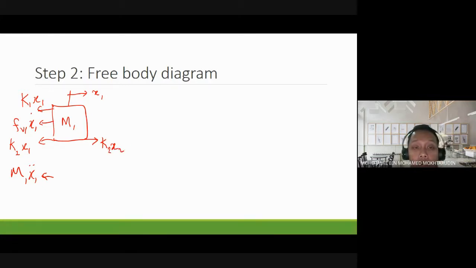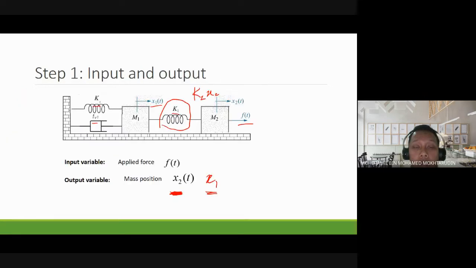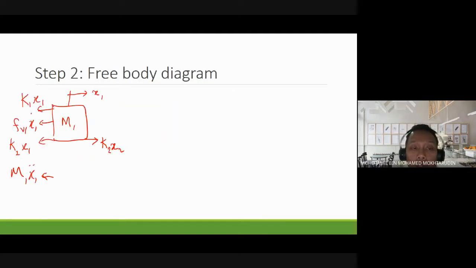So what you need to remember is that firstly, you need to find all the elements connected to a particular box. In this case, on M1, we have spring K1, FV1, and spring K2, and all of these forces will be acting backward, with position x1. So we have K1 x1 backward, FV1 x1 dot backward, and K2 x1 backward. And don't forget the inertia if you have the mass.